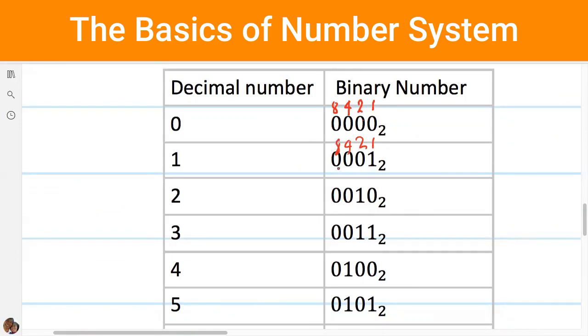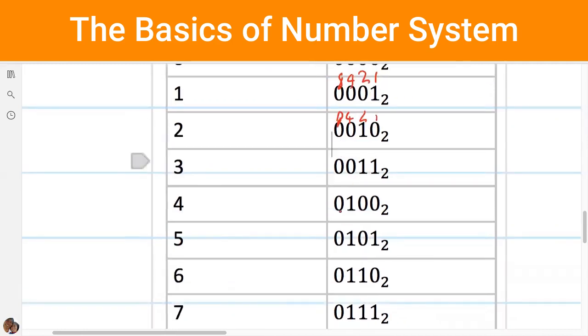Same is true with this one. So this is all 0, and this is 1. And again, this is 1, 2, 4, 8. Okay. That is the place value. So the result will actually be 2.